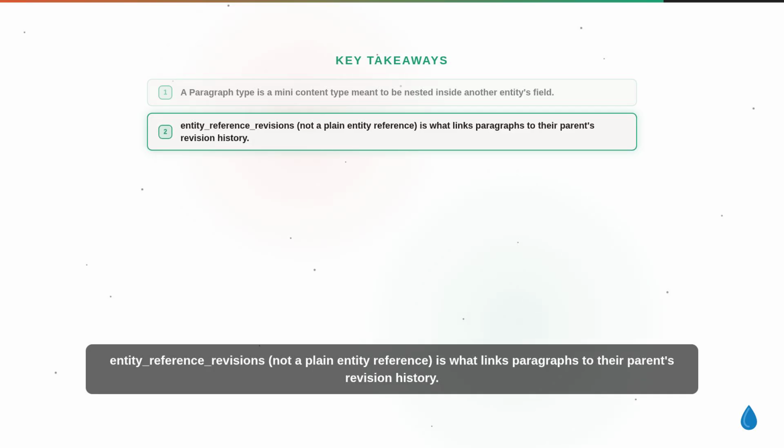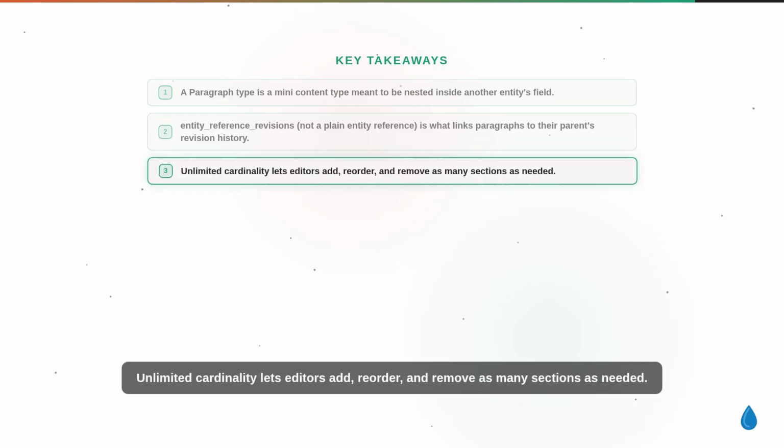Entity_reference_revisions, not a plain entity reference, is what links paragraphs to their parent's revision history. Unlimited cardinality lets editors add, reorder, and remove as many sections as needed.